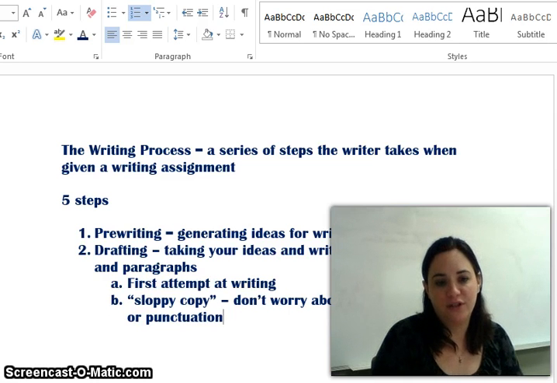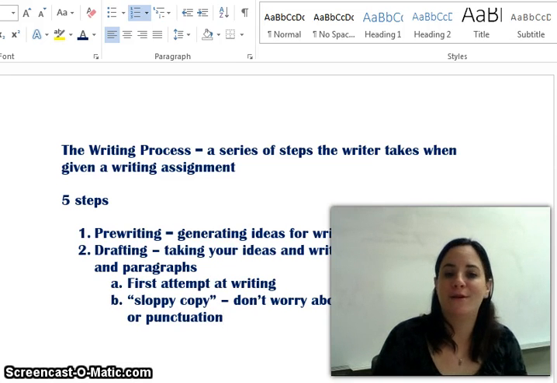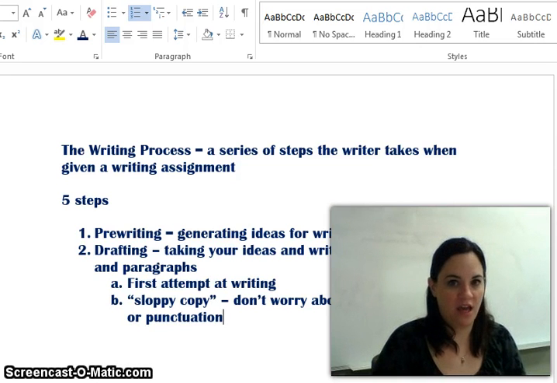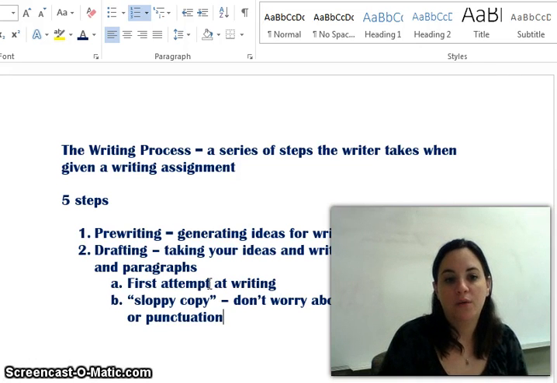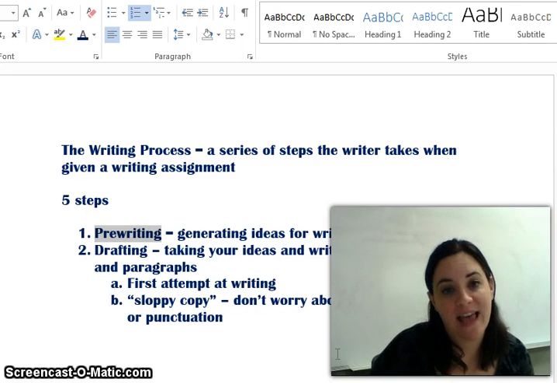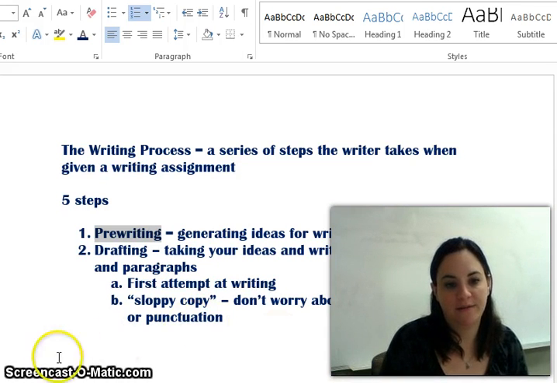Now, a lot of students, when they get a writing assignment, open up a notebook or Microsoft Word and stare at a blank piece of paper or blank screen and they get writer's block. They can't think of anything to write down. Pre-writing is the step that will help you the most. Pre-writing will stop that writer's block. If you take the time first to think about what you want to write about and what details you can add to that topic, you won't experience that writer's block.